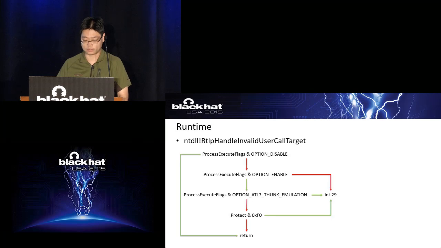This is how the function raises the exception. It will do more checks of the environment. If the process execute flag was set to enable, or ATL thunk emulation, or the protection is executable, it will raise the exception. Otherwise, it will return true.